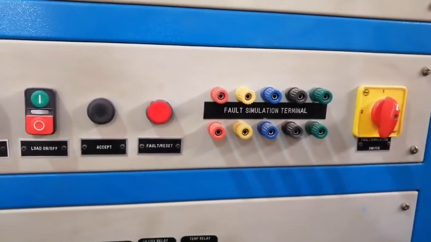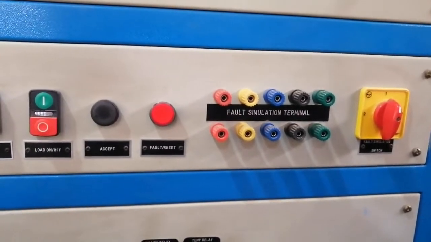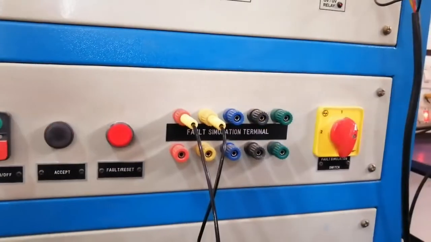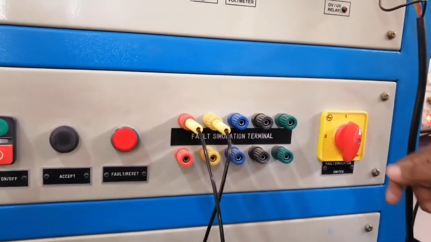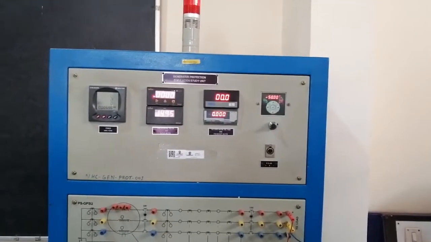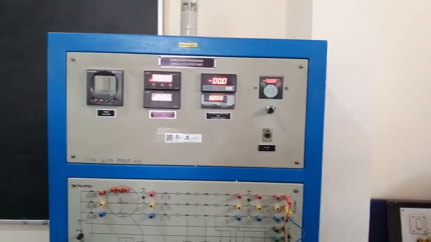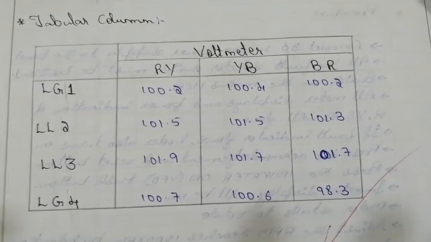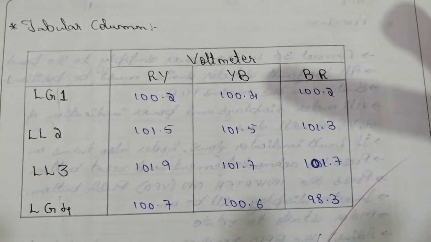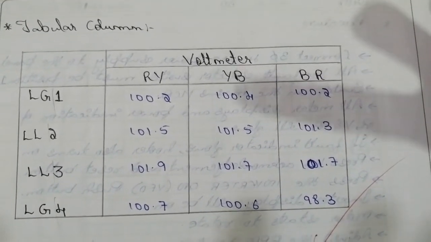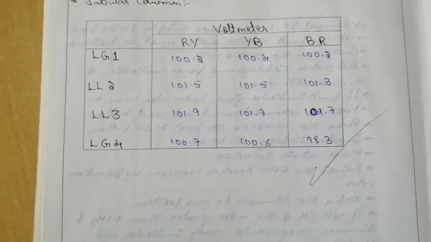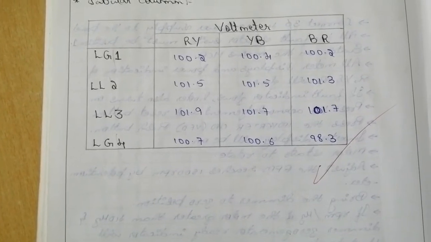Now to create a line to line fault, we are shorting the R and Y phase. Now turn on the fault simulation switch. So we are getting a line to line fault voltage of 101.5 between R and Y phase. YB we are getting 101.5 volt. BR we are getting 101.3 volts. Now we have done the line to line fault.